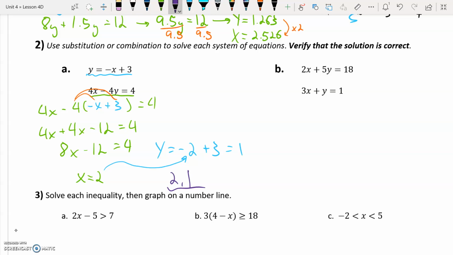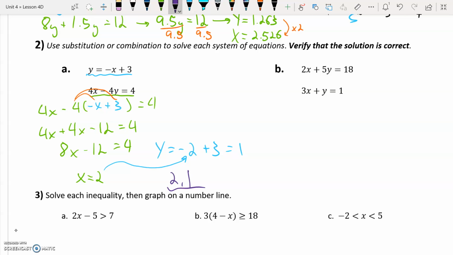So the second system, those are both in standard form. You could turn the bottom equation into slope-intercept form. So subtract 3x from both sides. You would have y equals negative 3x plus 1, and you could do the same thing we just did for problem A. If you like combination, though, and it's good to be fluent in both of these, you can also multiply one or both equations by something so that you have a matching term.